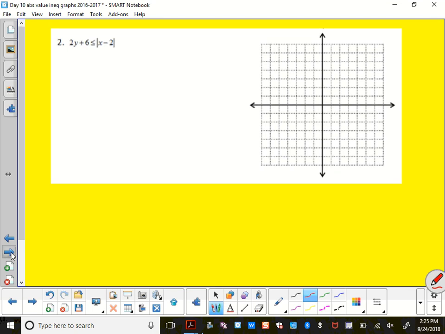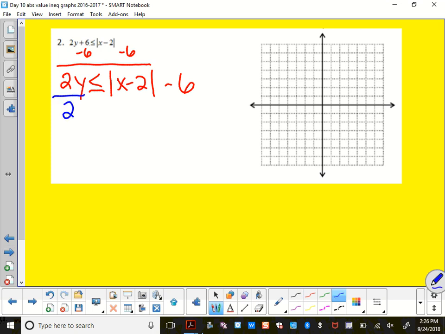Here, do I have y by itself? No. I can't start anything until y is by itself. So let's subtract my 6 first. And when I do that, I have 2y is less than or equal to the absolute value of x minus 2. I never touched that. My minus 6 goes to the back. Do I have y by itself? No. What needs to happen? Multiply by 2. Alright, pay attention here. It gets a little tricky. I'm trying to confuse you guys.